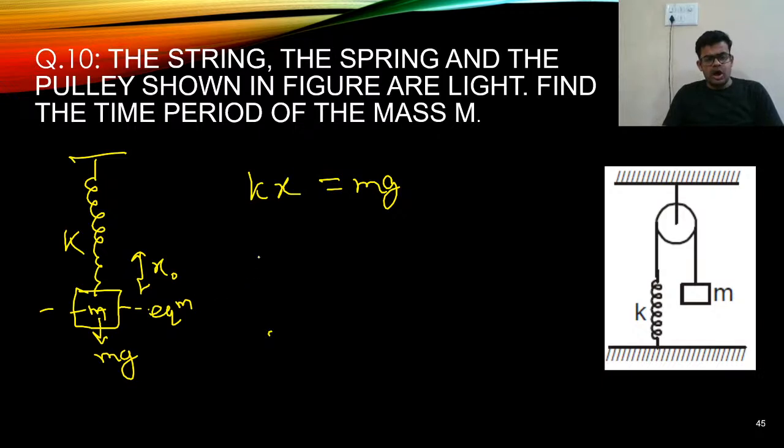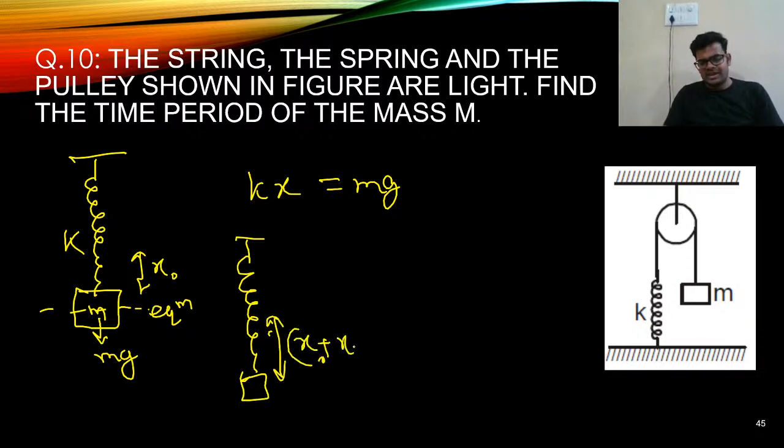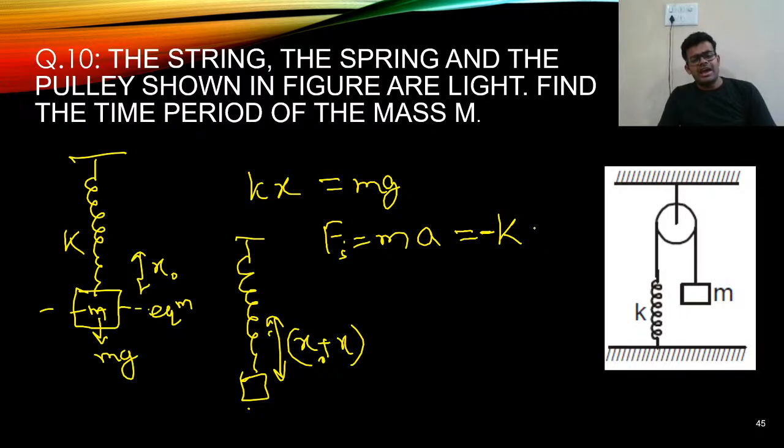Next, if this block is displaced x downward, the new extension will be what? X naught was already there and x is downward, so simply x naught plus x will be the final extension. The upward direction is having some net force. That net force in the spring will be equal to the mass of the body into the acceleration of the body. K is the spring constant, so it is minus K into x plus x naught.